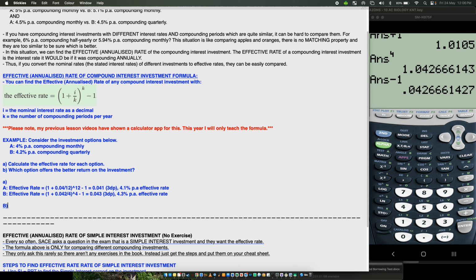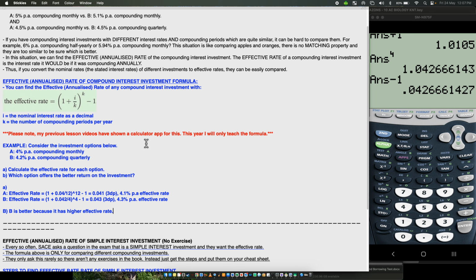According to that information, which bank would be better? Bank B. Yep, why? B is better because it has a higher effective rate. Can you get that example down, please?